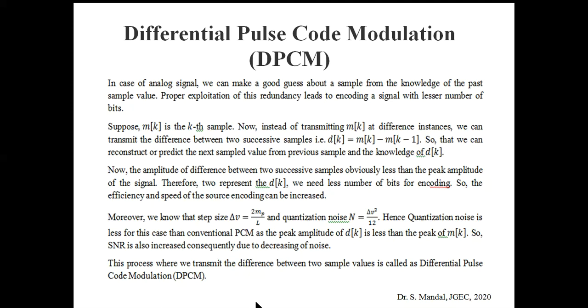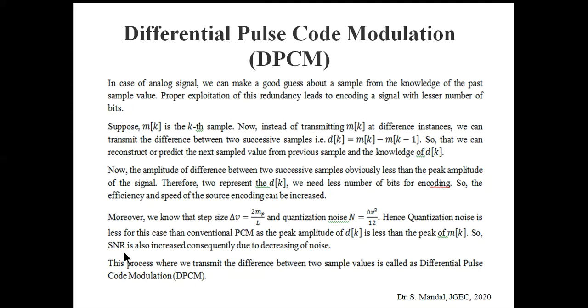Moreover, we know that the step size is delta equal to 2 mp by L, where mp is the peak to peak value, and the quantization noise is delta square by 12. As in the case of DPCM the value of mp is reduced, obviously the quantization noise in DPCM is lower than in PCM.